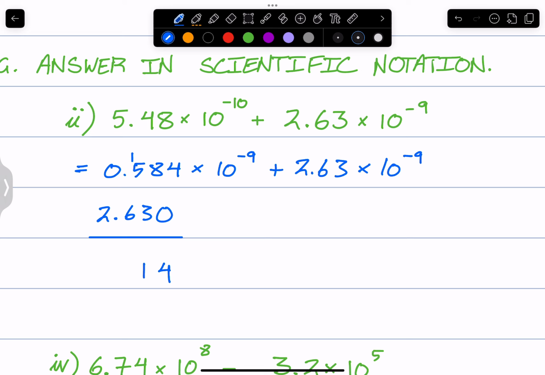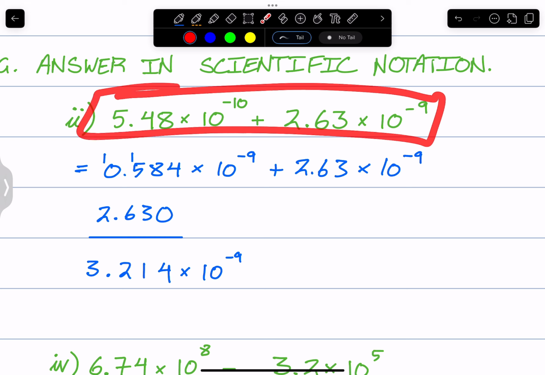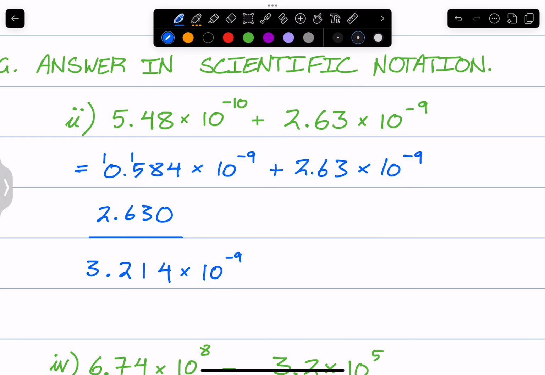1, carry the 1. This becomes 6 plus 6 gives us 12. Carry the 1. 1 plus 2 gives us the 3. And the decimal is carried with it. And the power that we had for both remains the same. So the appropriate addition of this is this value here. So this is the answer.